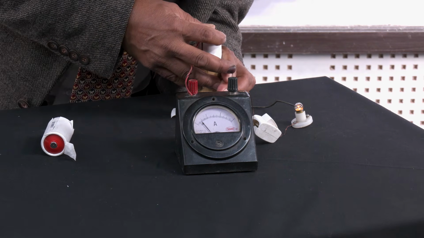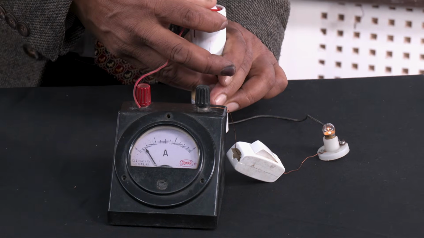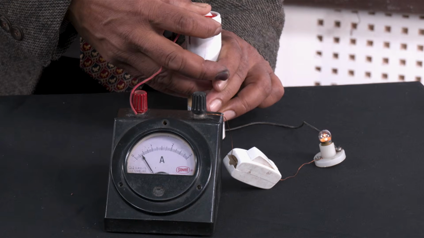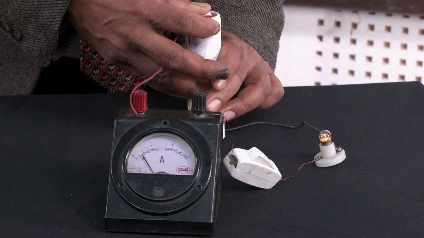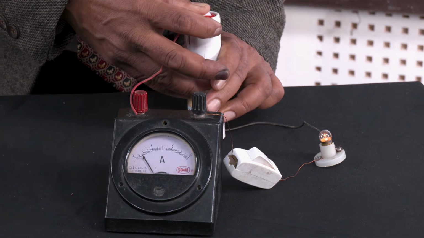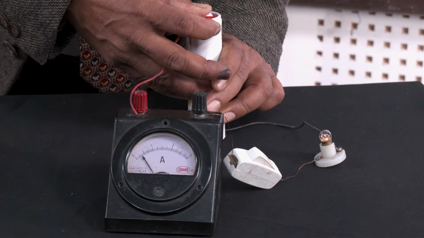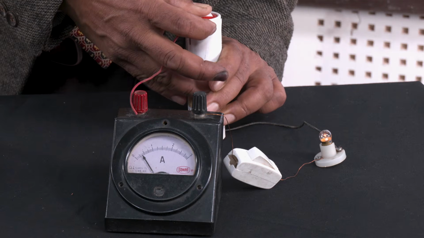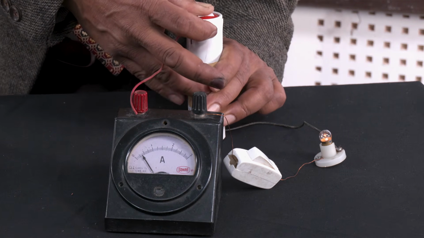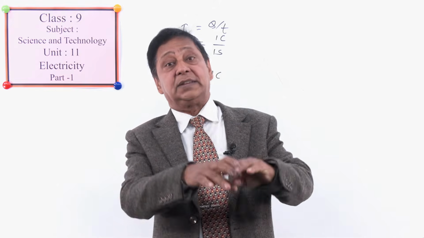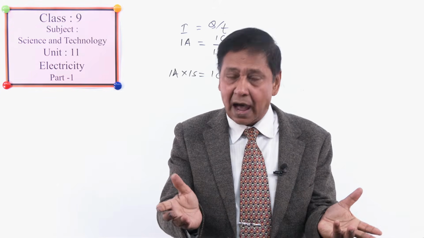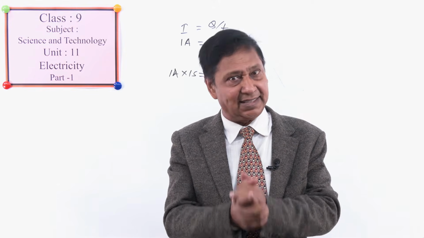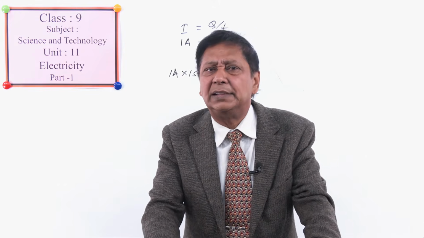20 divisions make 1 ampere current here. It means each division is equivalent to 0.05. 7 divisions means 0.35 ampere current is flowing at this time in this circuit. This way we can measure current flowing through a circuit. Okay, we finished this part also. What is an ammeter? How can we use an ammeter to measure the flow of current in the circuit? Now it's time to talk a little differently.